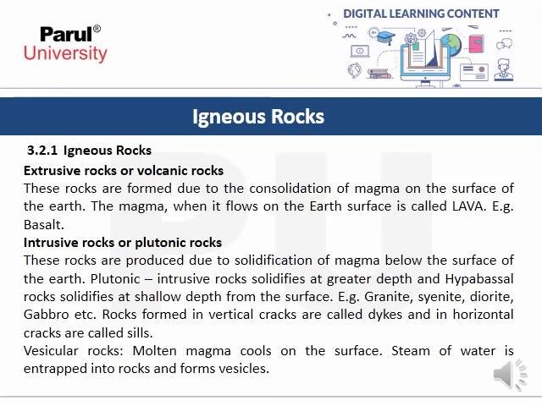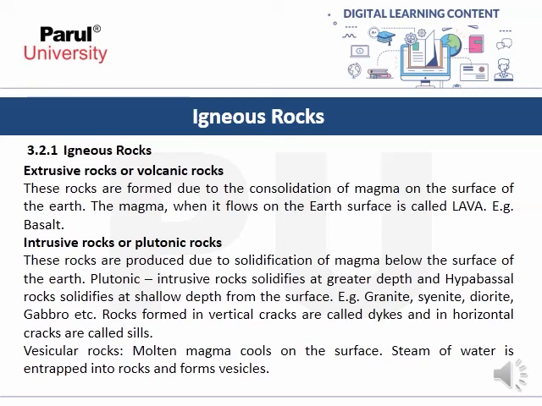Then igneous extrusive rocks or volcanic rocks. These rocks are formed due to the consolidation of magma on the surface of the earth. The magma when it flows on the earth surface is called lava. The example is basalt.